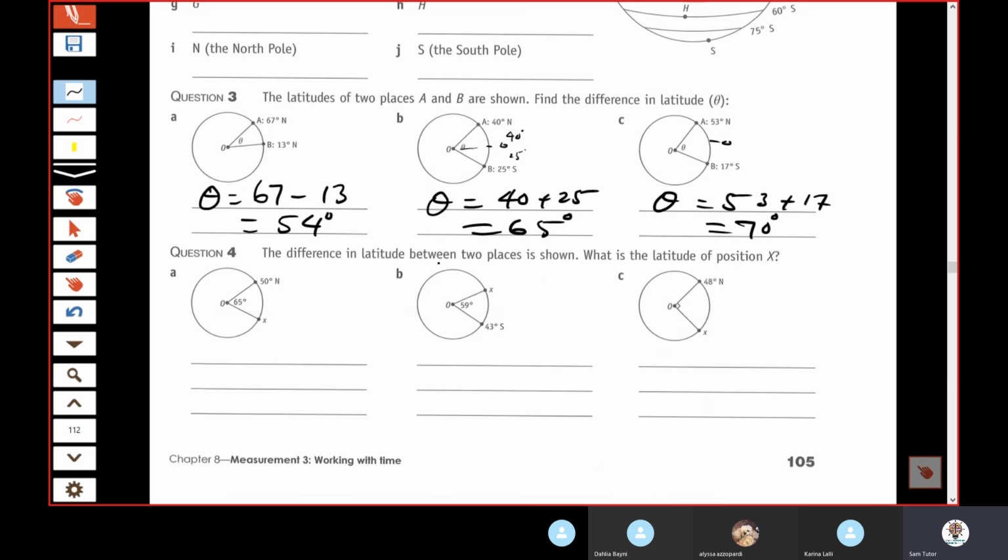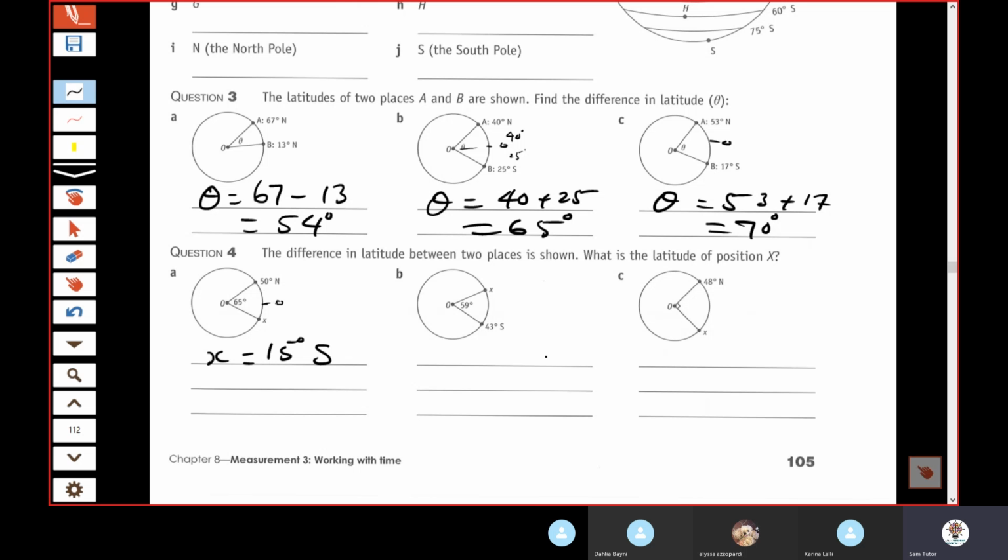The difference in latitude between the two places is shown. Find x. You know this is 50 degrees, and this whole thing's 65. Anyone want to take a guess at what x should be? If that's 50, this whole angle is 65 degrees. You know that's 0 somewhere there. Any ideas what x is going to be? That would be 15. 15 degrees what? South. Yeah, you've got to write the south. Okay, that will be 15 degrees south.